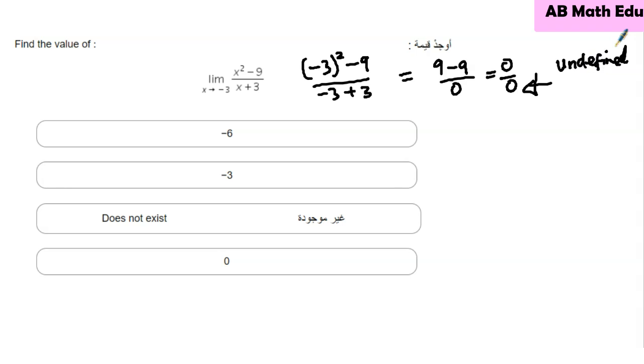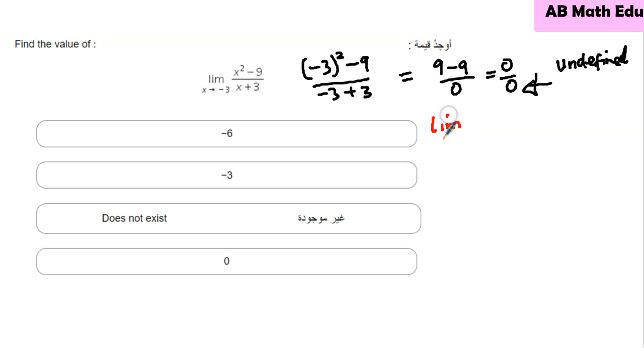It's unacceptable, so when it's unacceptable, that means you cannot conclude. Don't go and pick "does not exist." That is not the right option. This is undefined. So if this happens, that means you have to do more. You could look at the numerator. You see that it's a quadratic, and you have to break it into linear factors. There are tons of ways you can do that. So let's go ahead and do that.